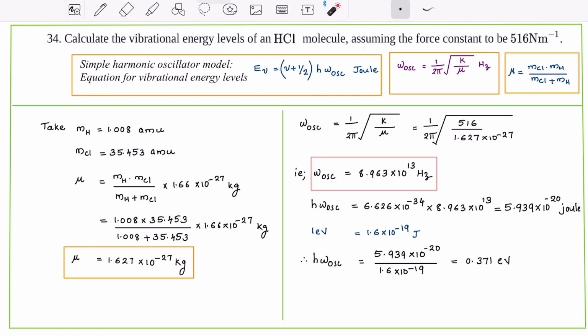Now let us write the expression for vibrational energy level. E_ν is equal to (ν + 1/2) ħω oscillation, that is equal to (ν + 1/2) × 0.371 electron volt. This is the expression for the vibrational energy levels of the HCl molecule, assuming that the oscillation is simple harmonic.